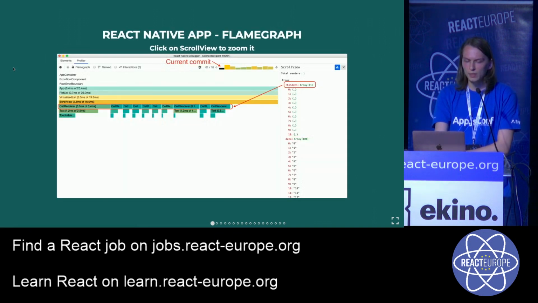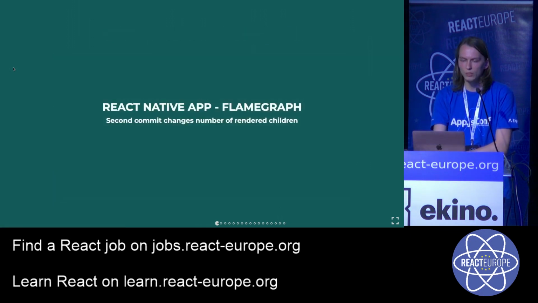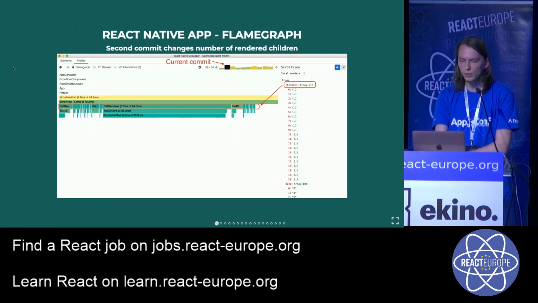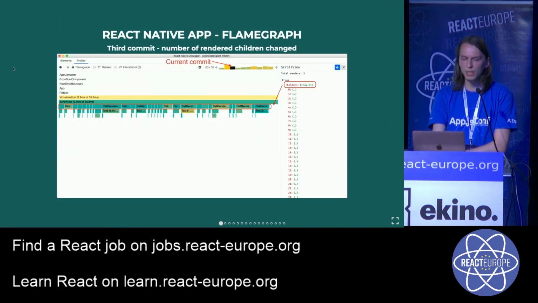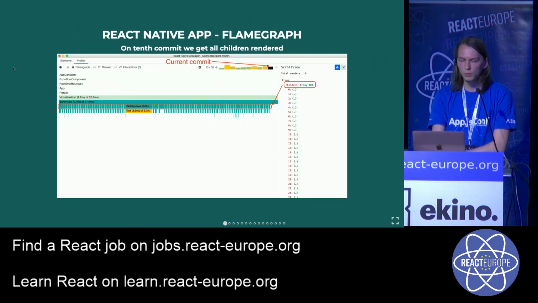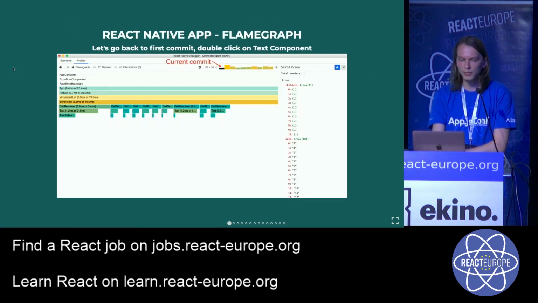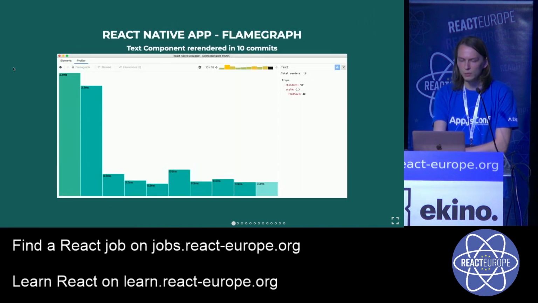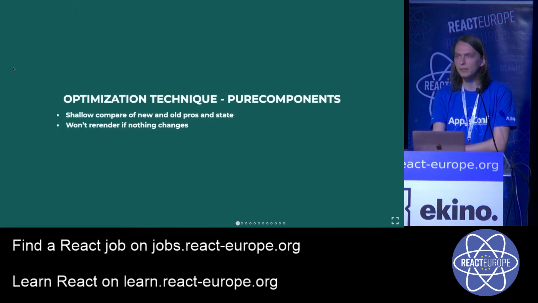We can see that on the first commit, scroll view had only 11 children. On the second commit, the number of children increased, and all of them were rendered. Same happens with the third and with the 10th commit. With each commit, all of the children are rendered. Let's go back to the first commit and double-click on the first text component, and we will see on the component chart that it rendered 10 times. That's really bad. That component didn't have any logic and still rendered.